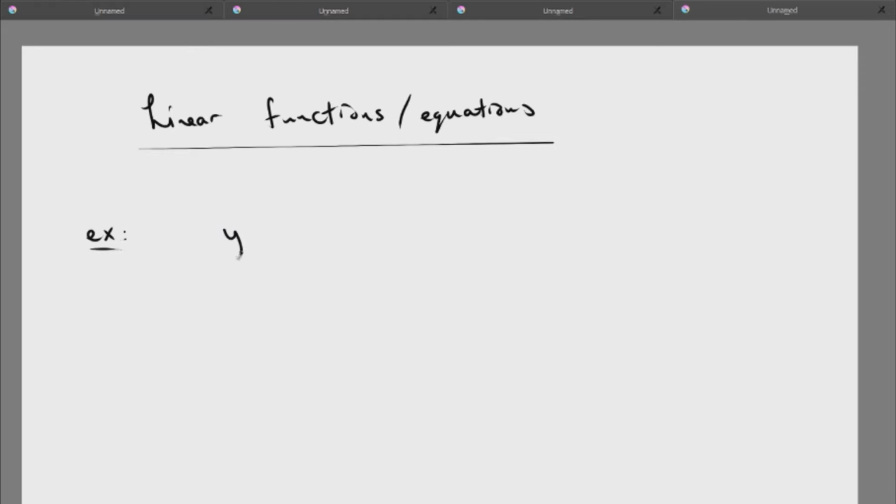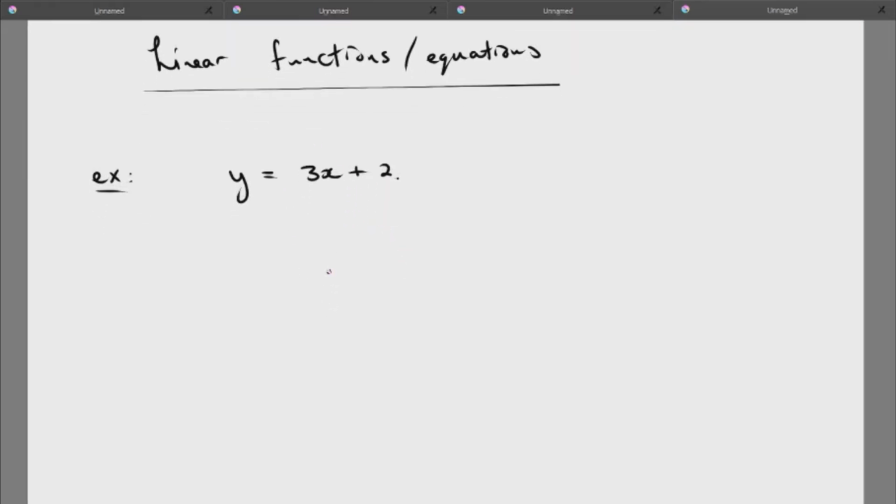So let's just have an example where I have y equals 3x plus 2. When the x, the variable, appears on its own, numbers could be around it, but it doesn't have a higher power of x, and nothing fancy is happening like the square root, it's just an x with some numbers multiplied or added, then it will be a linear equation, a linear function.